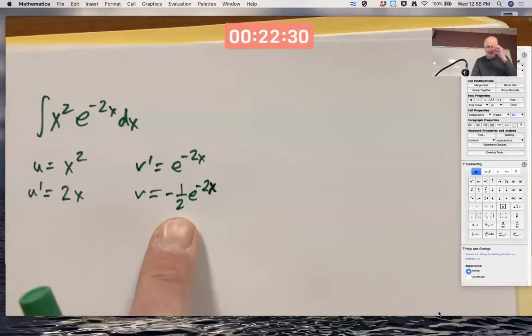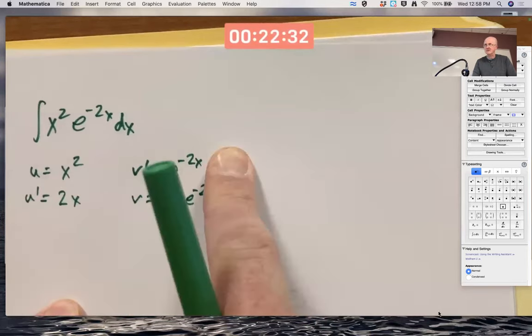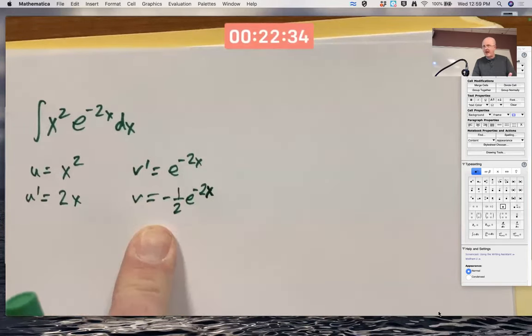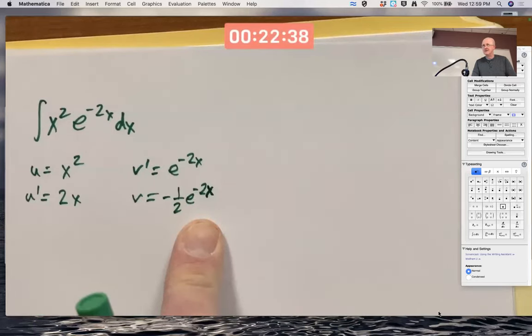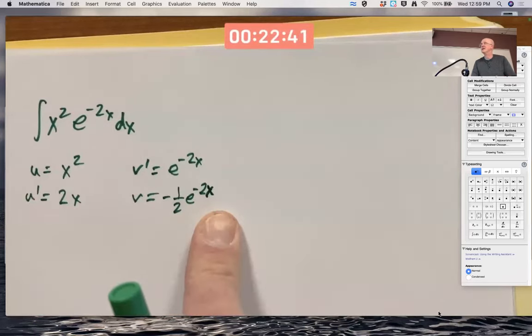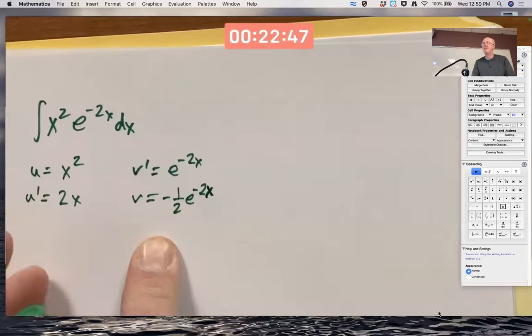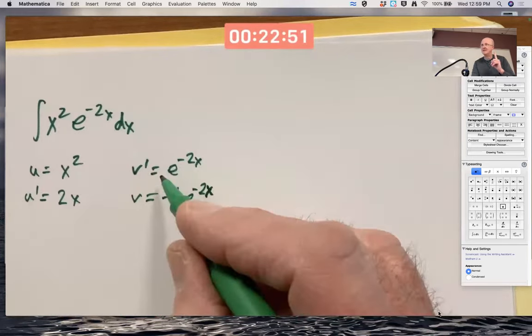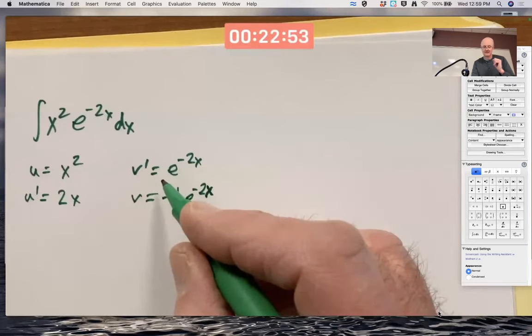Think about it. If you check this by differentiation, you'd have the negative 1/2 still there, times e to the negative 2x, times, by the chain rule, another factor of negative 2, right? The derivative of negative 2x is negative 2. And the negative 2 and the negative 1/2 would cancel to give you positive 1, which is what's in front of the e to the negative 2x, though I didn't write it.